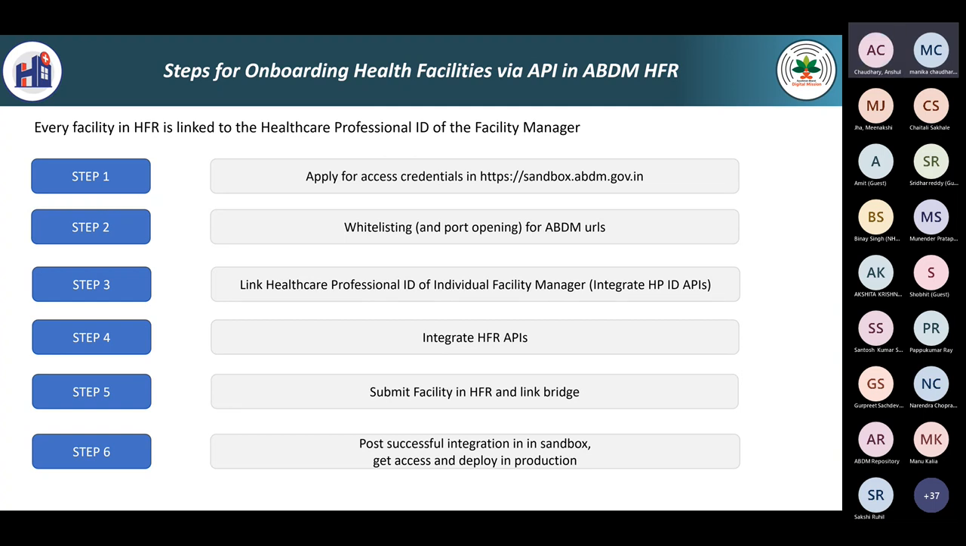Once that is done, to declare any facility in HFR, you will need to integrate two sets of APIs. One is for the ID system, which presently is the healthcare professional ID system. Any facility is mapped to a 14-digit healthcare professional ID as of today's date. The second set of APIs is for the Health Facility Registry itself. Based on these two sets of APIs, you can submit the facility in HFR and then declare the bridge that will link the facility to your respective application.